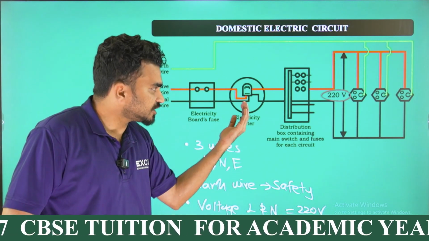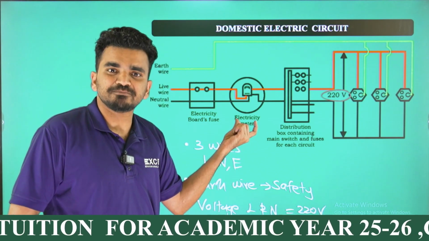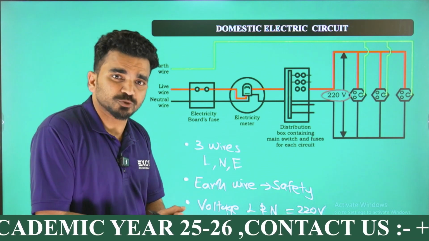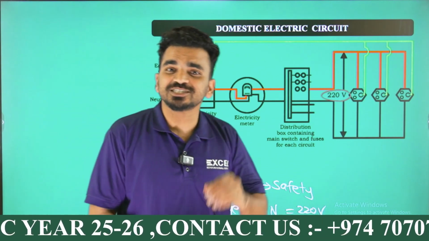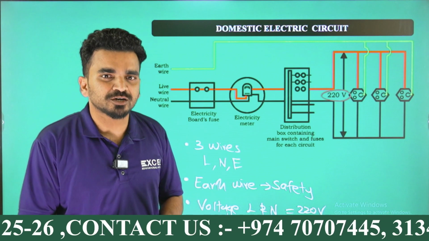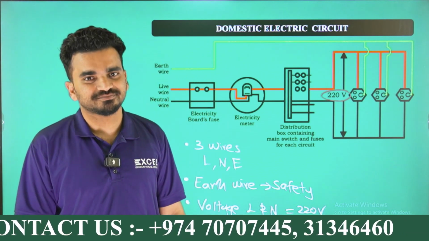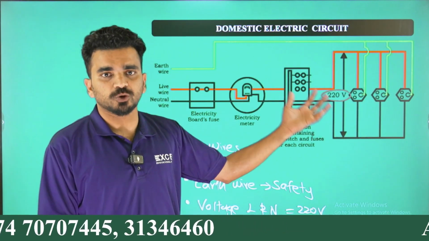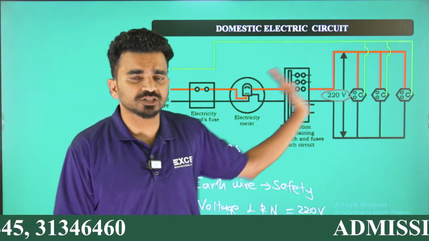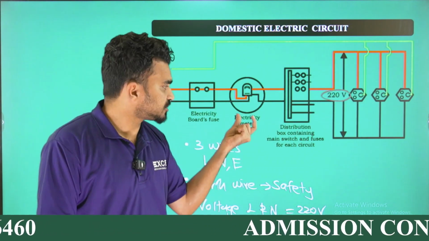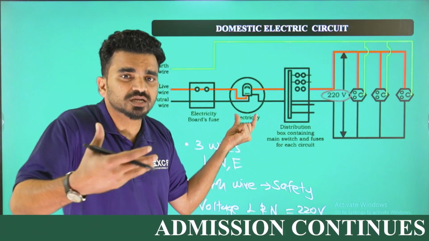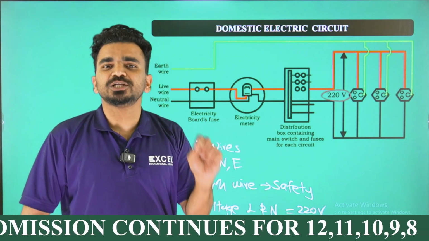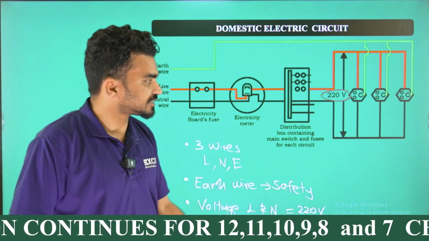And before the distribution box, what do we have? Electricity meter. What is the use of the electricity meter? It is a device used to prepare the electricity bill, showing how much electricity was consumed by this household. When you operate these many devices for particular hours over one month, how much electricity you consume is recorded in your electricity meter. Accordingly, you pay the bill to the authority. So that's the electricity meter.